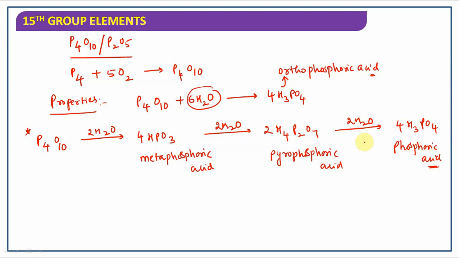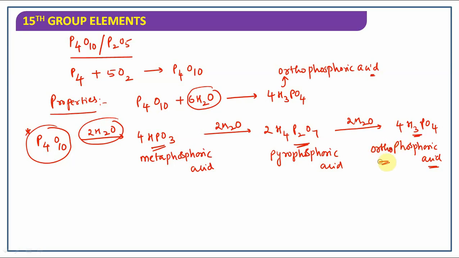Understood? So finally we got 4 moles of phosphoric acid. It's very simple. Is it clear? Check it. P4O10 we have taken. Initially with 2 moles of water it gives metaphosphoric acid, and then pyrophosphoric acid H4P2O7, and at last phosphoric acid, that is orthophosphoric acid, will form. Understood? Is it clear for you?